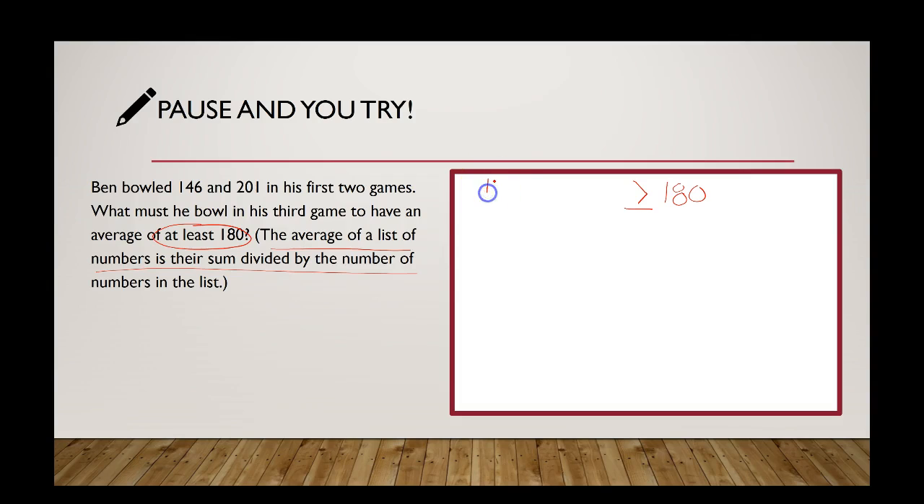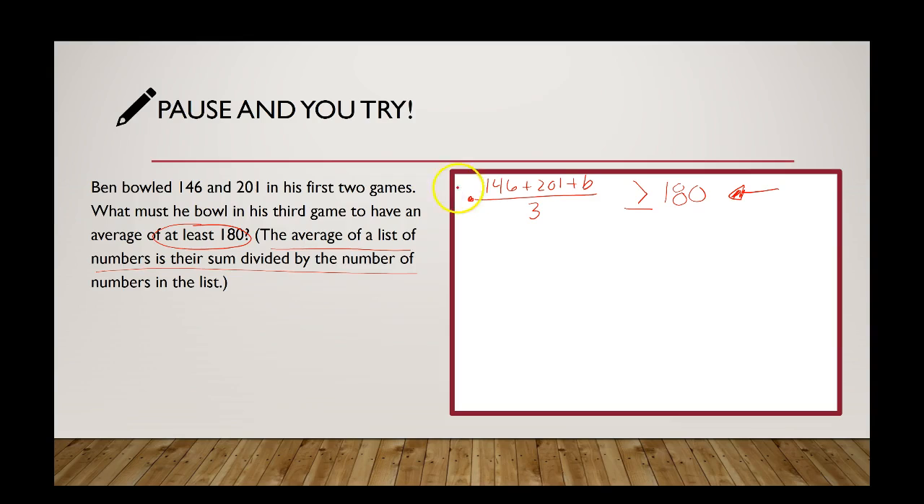So he had a 146 plus a 201. Well, I don't know his third game, so I'm going to give that a variable. So 146 plus 201 plus B would be the sum of all three games. And then because I'm looking at the average of that, I'm going to divide by those three games because that's what we're looking at. So that's what your inequality should have looked like, setting it up with that average.